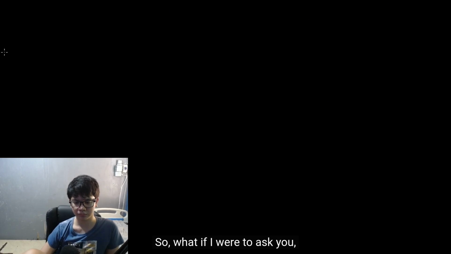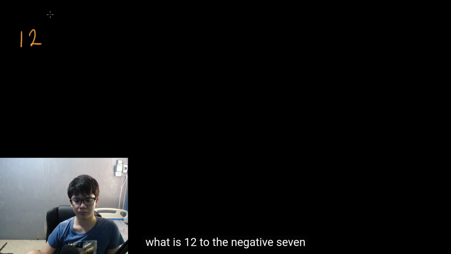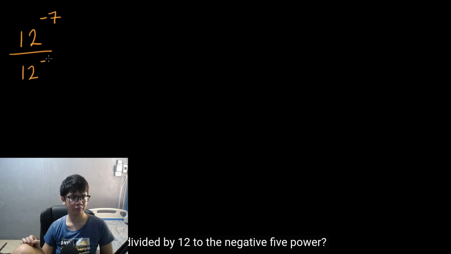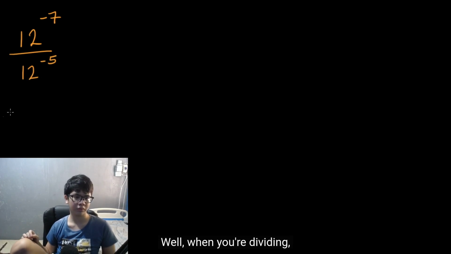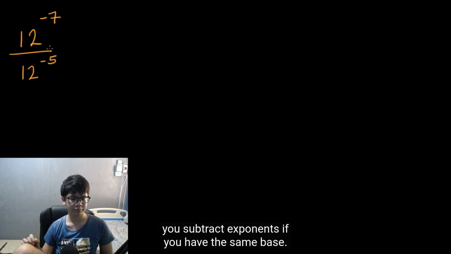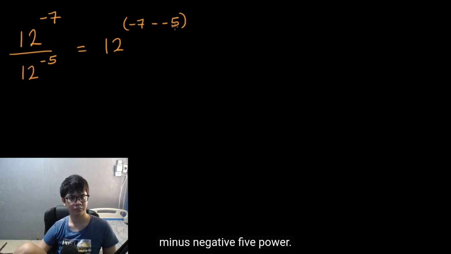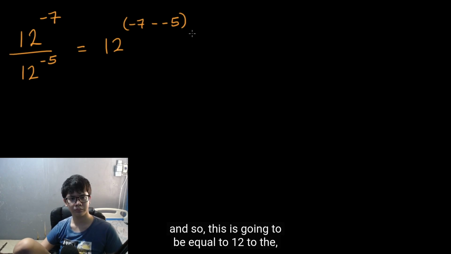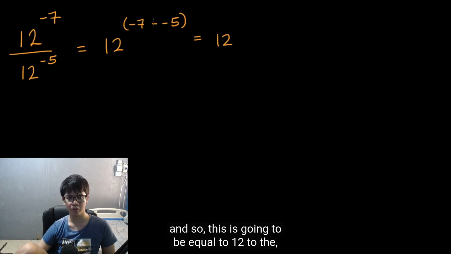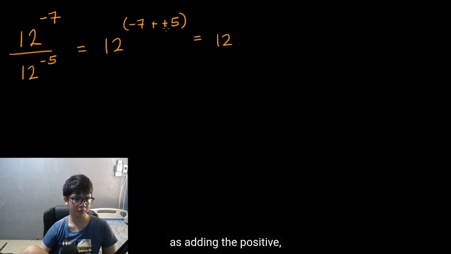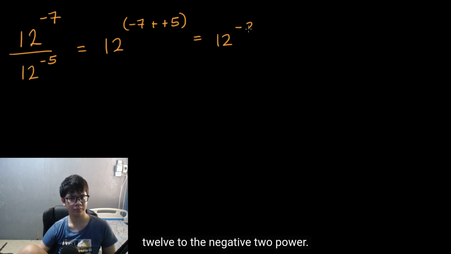Now let's do it with some quotients. So what if I were to ask you, what is 12 to the negative 7 divided by 12 to the negative 5 power? Well, when you're dividing, you subtract exponents if you have the same base. So this is going to be equal to 12 to the negative 7 minus negative 5 power. You're subtracting the bottom exponent. And so this is going to be equal to 12 to the, subtracting a negative is the same thing as adding a positive, 12 to the negative 2 power.